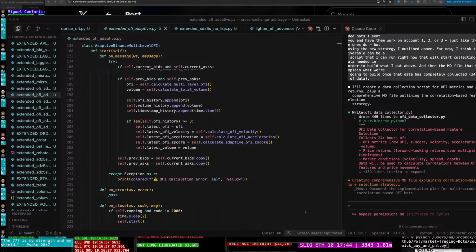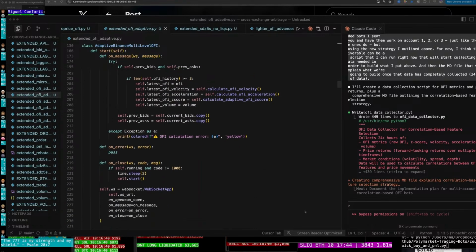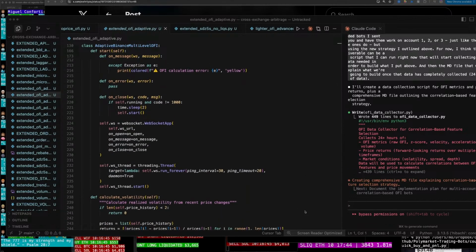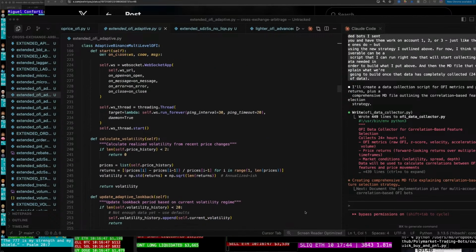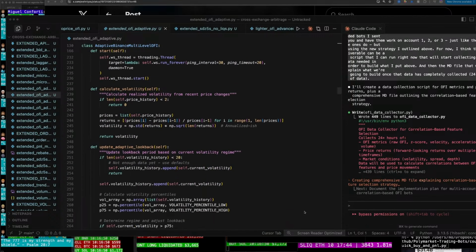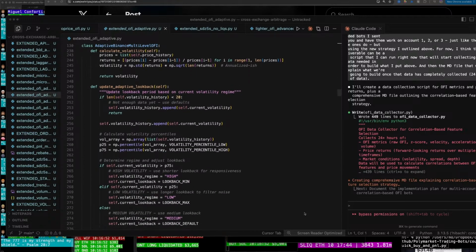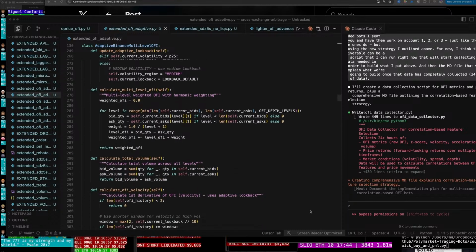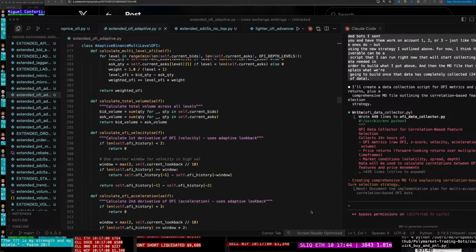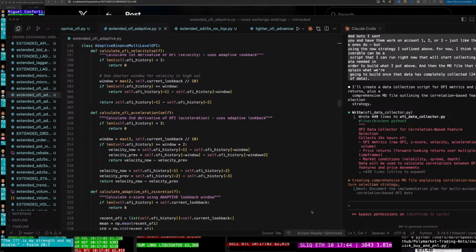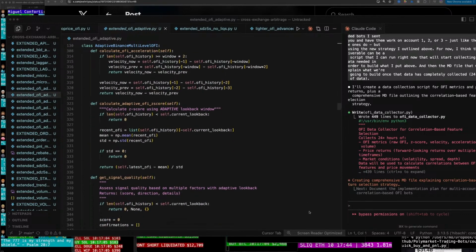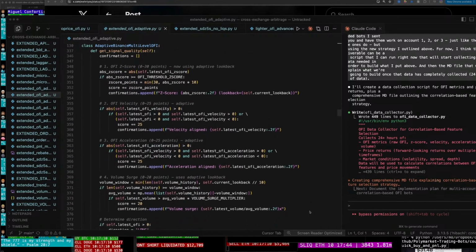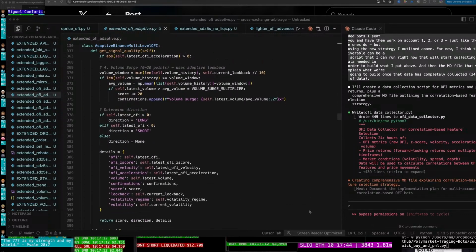So it says I'll create a data collection script for OFI metrics and price returns, plus a comprehensive MD file outlining the correlation-based feature selection strategy. So you can see calculate volatility here, update adaptive lookback, calculate multi-level OFI, calculate total volume, calculate OFI velocity, calculate OFI acceleration, calculate adaptive OFI z-score, get signal quality. Okay, this is looking pretty good.